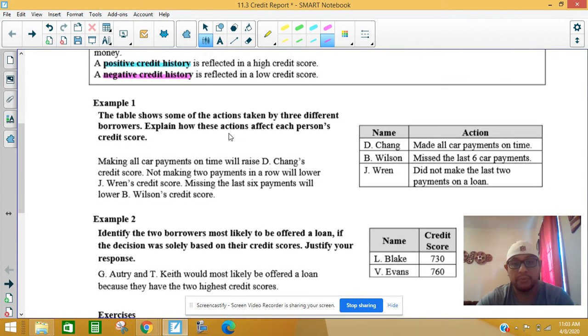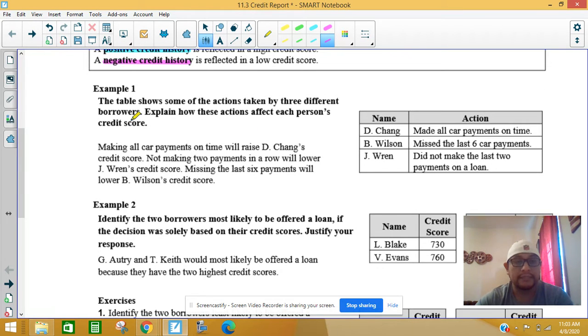So let's see some examples here, and this is example number one. The table shows some of the actions taken by three different borrowers. Explain how these actions affect each person's credit score. So we're going to check out the first person, Chang, and Chang made all car payments on time. The second person is Wilson, and Wilson missed at least 6 car payments. And the next person is Ren, who did not make the last two payments on a loan. So let's see how this affects their credit.